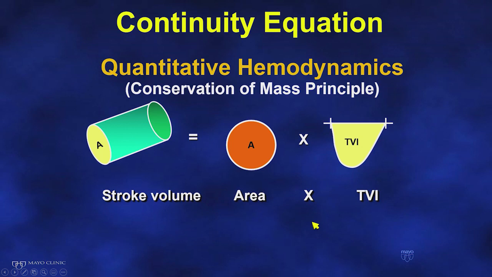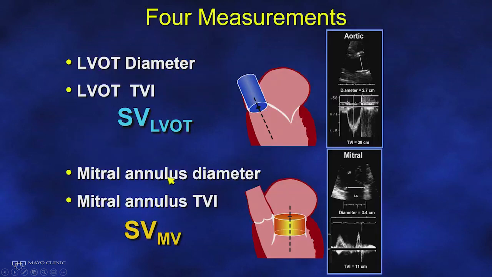This is a conservation of mass principle that if we measure the stroke volume going into a particular chamber, and we do that by calculating the area of a particular region and the pulse Doppler by TVI of that particular region, whether it's the LV outflow tract or the mitral annulus, we can then calculate the stroke volume of the LV outflow tract and the stroke volume of the mitral annulus. And here's just pictorially how we do that.